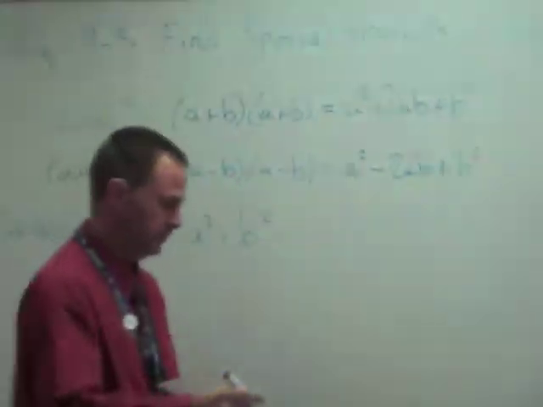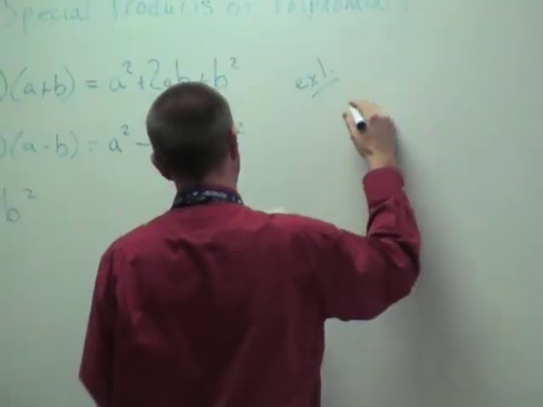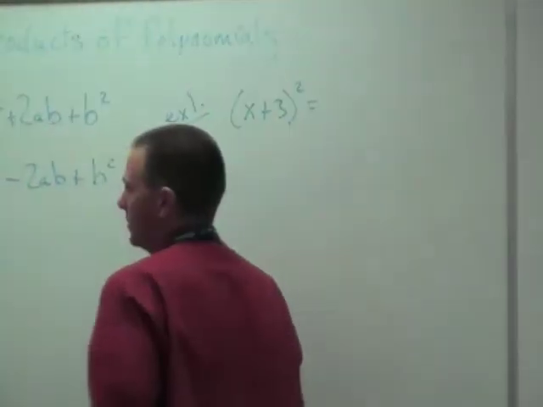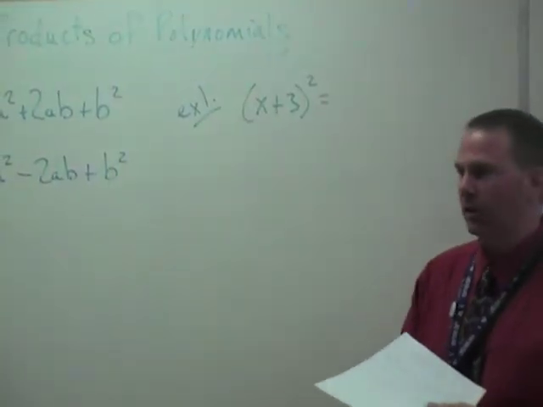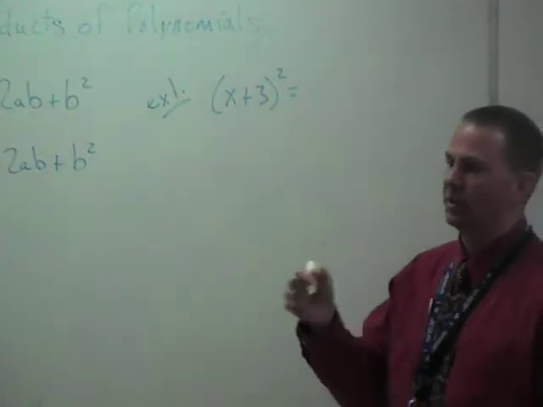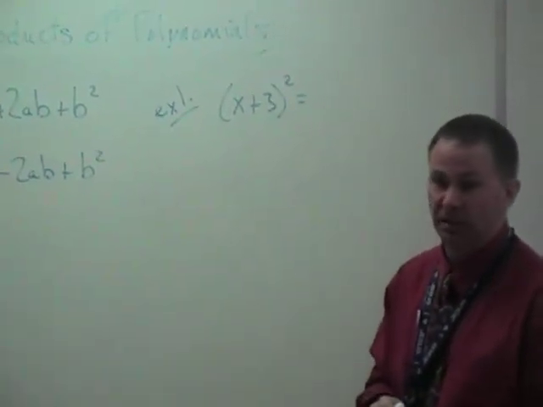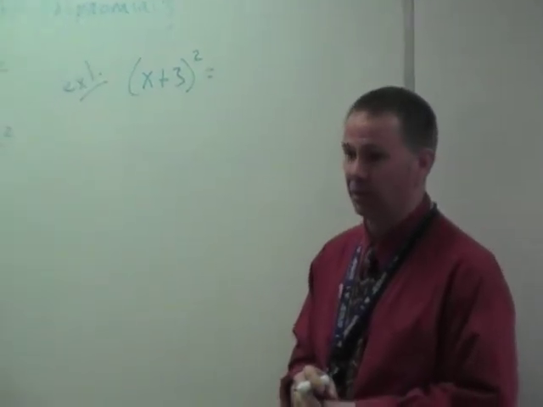Example 1. Everybody, we're going to work this out together. Instead of doing distribution, we're going to use the formula. It's important that you understand the formula because when we do this backwards, if you can identify it, it can be a lot faster than doing it the long way, which is what you're going to have to do to begin with.